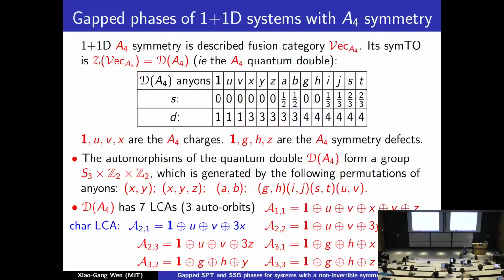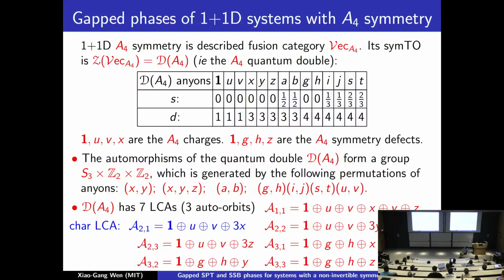Okay, I go back a little bit. This A4 symmetry is described by the fusion category Vec A4, whose bulk is the A4 quantum double. So it's a modular tensor category, and this modular tensor category, a 2+1D topological order, has onions labeled by 1, U, V, X, Y, Z, etc. These onions have quantum dimensions, which are all integers, and topological spins like 1/2 or 1/3, things like that. So those are the bulk topological order.